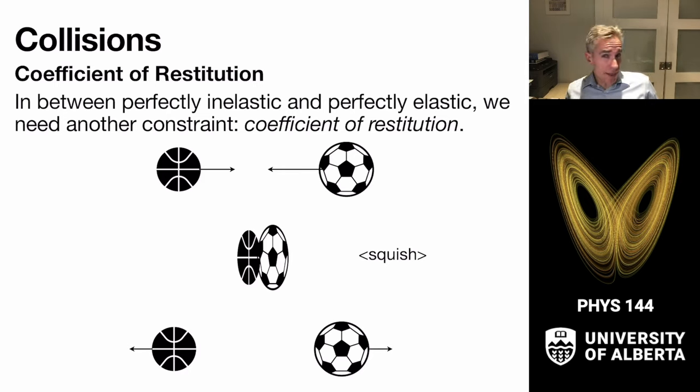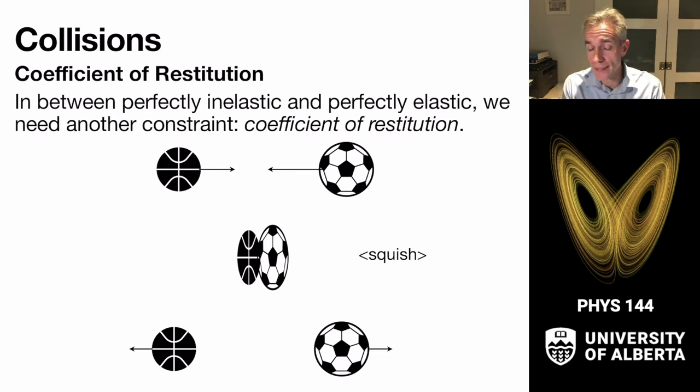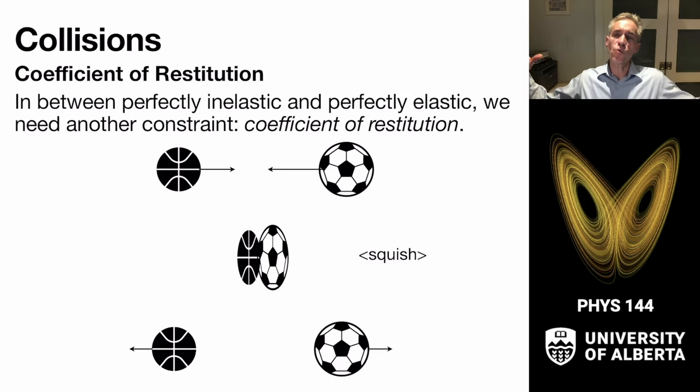But what if it's not perfectly inelastic, and what if it's not perfectly elastic? In that case, we need a different kind of equation. And this is something that we call the coefficient of restitution formalism. So we think about this in terms of two things splatting together and then bouncing off of each other. In this case, we split our motion into two stages where they come into contact with each other, and then they squish down and deform each other, and there's all these forces acting on the system as they squish together. So the basketball over here, and then the soccer ball here, both squish into each other, and then they rebound and spring apart.